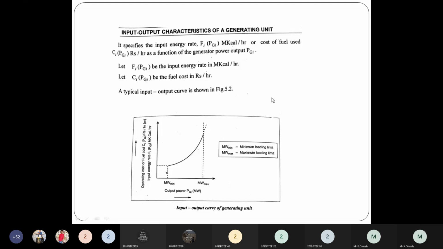And this is the typical input-output characteristic of your generating unit. MW minimum is the minimum loading limit. MW max is the maximum loading limit. So the curve is between output power versus your operating cost or input energy rate. So the minimum to maximum calculation is possible here. At the time of starting, it should be falling. Then it rises to the maximum demand, that is the maximum power. So from these two limits, we are going to calculate our constraint values.